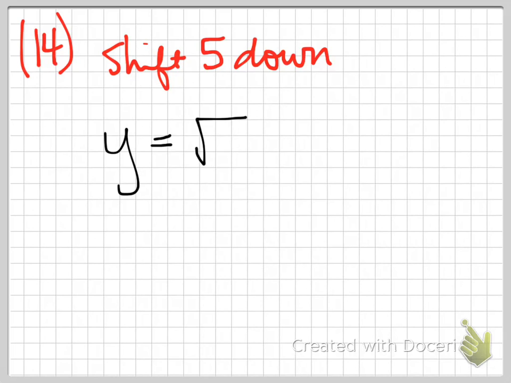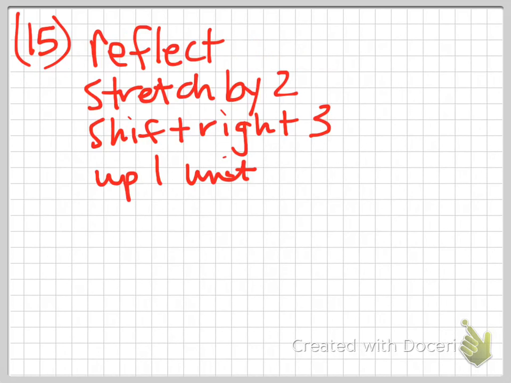On number 14, all we are doing is shifting down 5 units. Down is outside of the parentheses. It's outside of the square root. So square root of x minus 5 shows us a shift down 5 units.